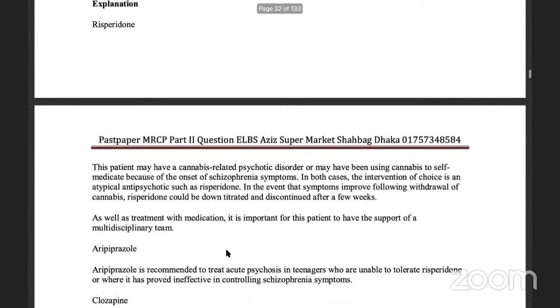Schizophrenia. This patient has a cannabis-related psychiatric disorder or may have been using cannabis to self-medicate because of onset of schizophrenia symptoms. Intervention of choice: atypical antipsychotic risperidone. Symptoms improve gradually. Risperidone could be down-titrated and discontinued after a few weeks.